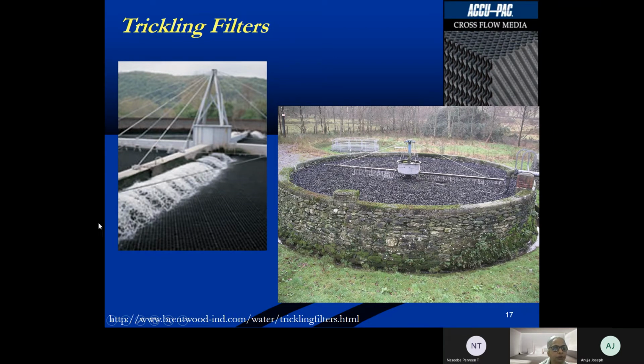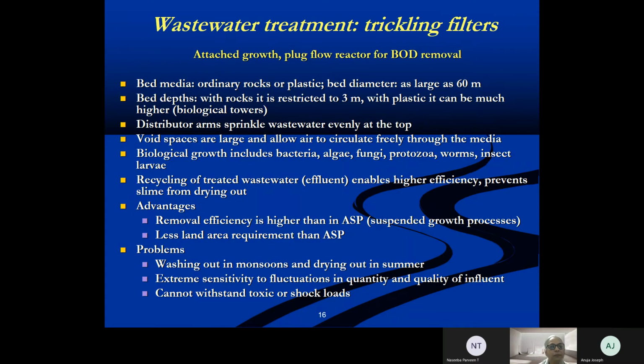You can see the output in terms of wastewater. The wastewater that is coming at the top is huge in amount compared to the rock and stone type filters. So the bed media can be ordinary rocks or plastic.